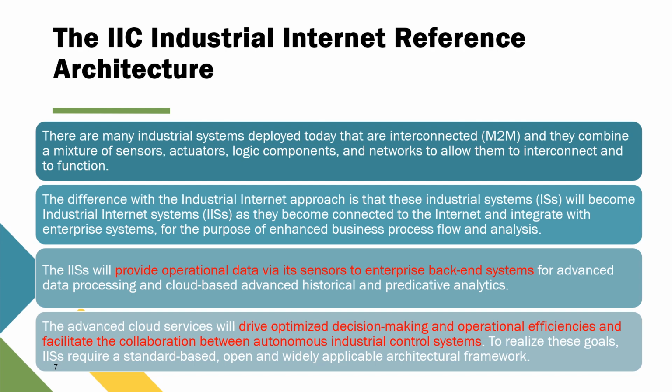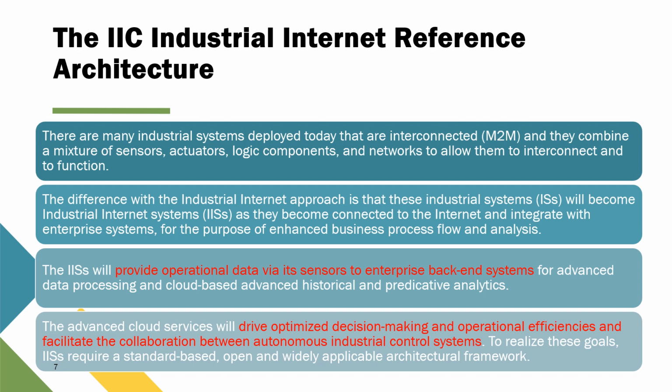Then it becomes an industrial internet system, where it is connected to the internet and integrated with the enterprise system for the purpose of enhanced business process and analysis. This IIS, the industrial internet system, will provide operational data via the sensors to the enterprise back-end system for advanced data processing and cloud-based advanced historical and predictive analytics.